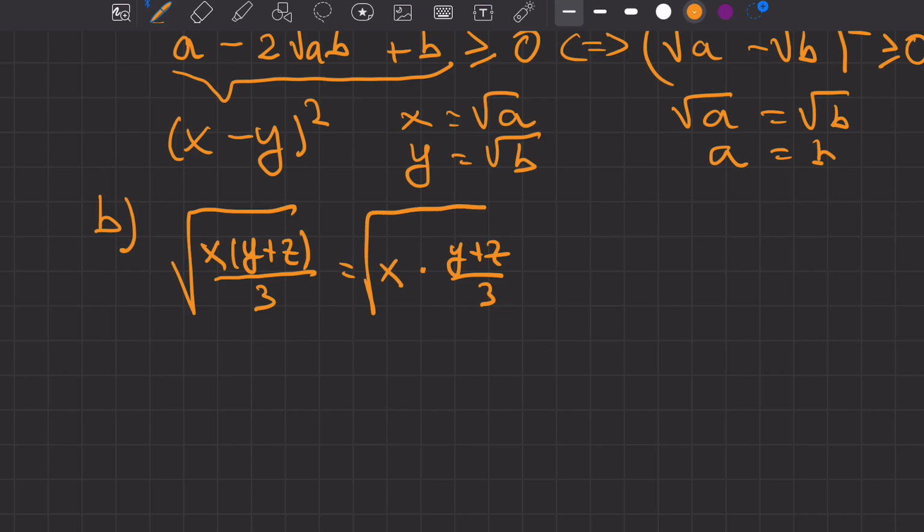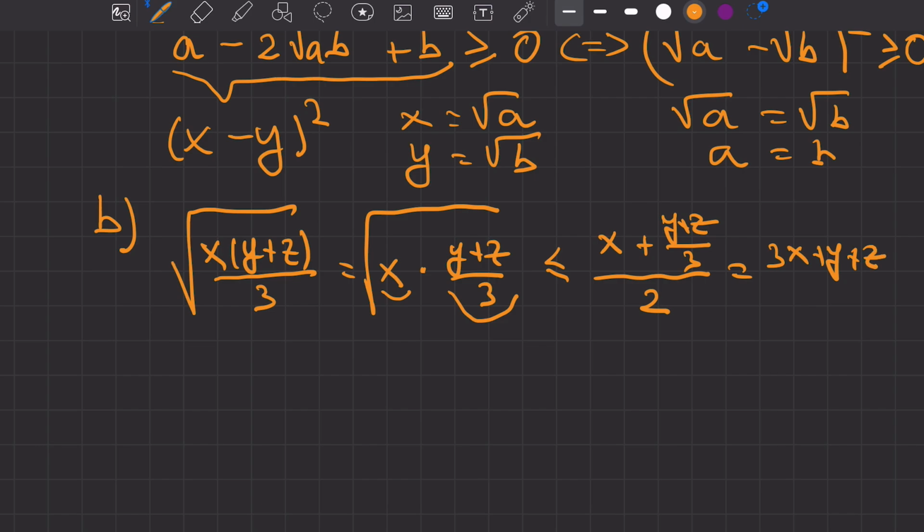And this time we apply the inequality for x as the first term and (y plus z) over 3 as the second term. And now we get that this is less than or equal to x plus (y plus z) over 3, all over 2. And now we do the same. We get (3x plus y plus z) over 6, because this 3 goes down here and it's 2 multiplied by 3, which gives us 6.